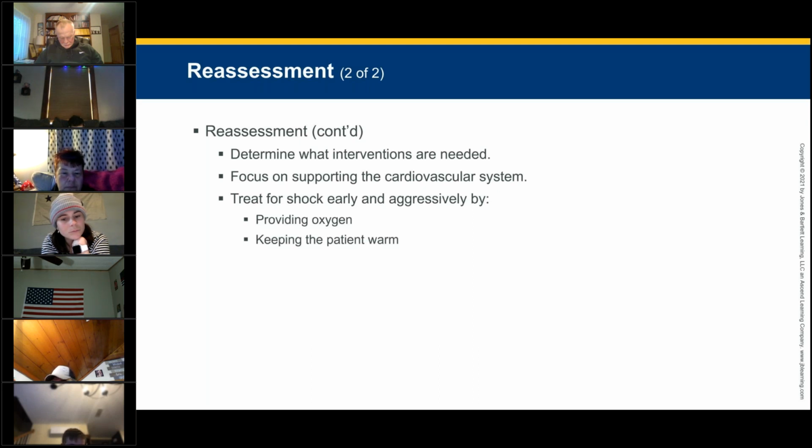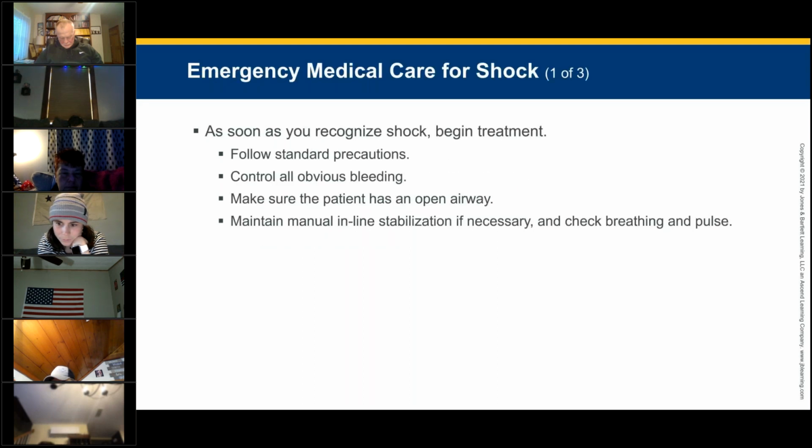Based on your assessment findings, you're going to determine what interventions you need to provide. You're going to want to focus on supporting the cardiovascular system and treat for shock early and aggressively by giving oxygen and keeping the patient warm. You must begin immediate treatment for shock as soon as you realize the condition exists. Follow your standard precautions. Control all obvious external bleeding. Make sure the patient's airway is open. And maintain inline stabilization for the spine if it's necessary. Check for breathing and a pulse rate.